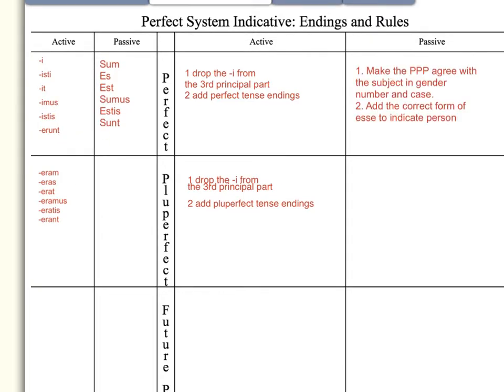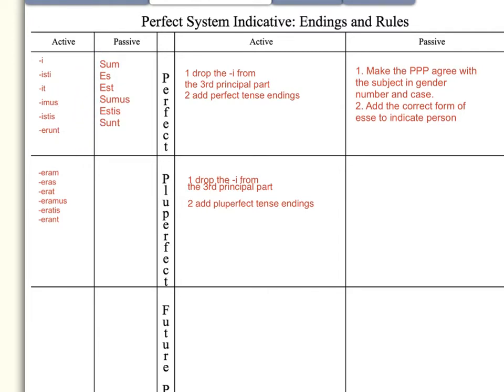As follows, you make the PPP agree with the subject in gender, number, and case. Because remember, it's an adjective, so it has to agree with something. So it has to agree with the subject. And then you add the correct form of esse to indicate person. Is it I am doing something, or you doing something, or he, she, it? So we add these after the perfect passive participle.